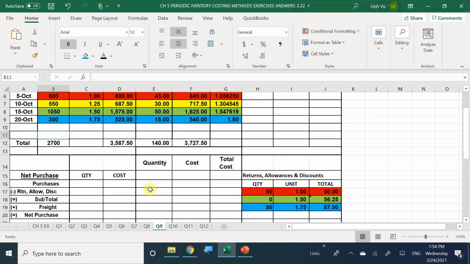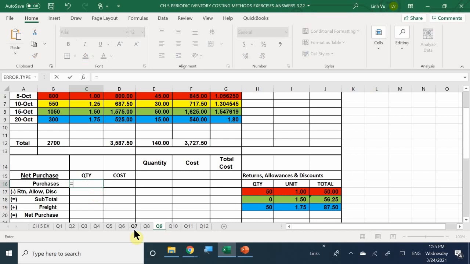So let's go ahead and compute this section down here, right? Let's do this first, and then we'll talk about how to solve for the actual weighted average. Okay, so in this case, how much quantity did I originally purchase? 2,700. And then how much was my total purchase price?